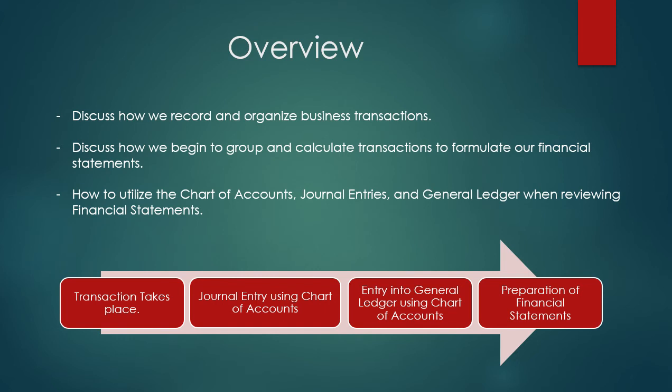So we can take a list of what we're spending. We're also going to list that transaction into a general ledger using the same chart of accounts, just a little bit differently. And that's going to give us all the information we need to begin to prepare financial statements such as a balance sheet, income statement, and so on.